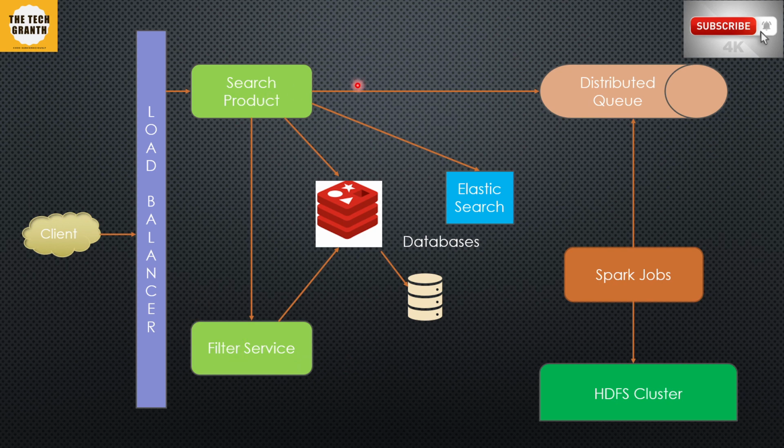Now, again, this search product will keep sending some messages to the distributed queue, and this is for the recommendation purpose. It will send some detail that user A has searched for this product or this kind of product or this category of product, and then all those details can be put into an HDFS cluster, so that later on the recommendation system can come up with some detail, like maybe in this particular area people are looking for this kind of product, or in this particular time of the year someone is looking for this kind of product.